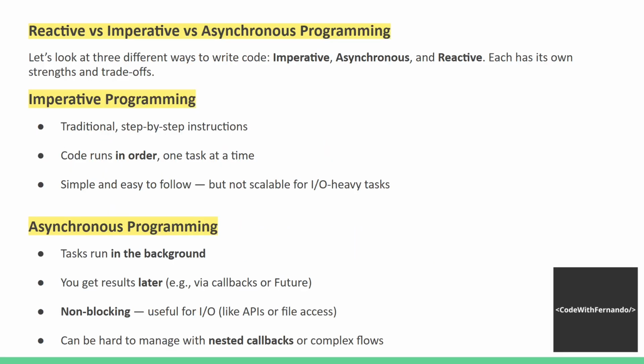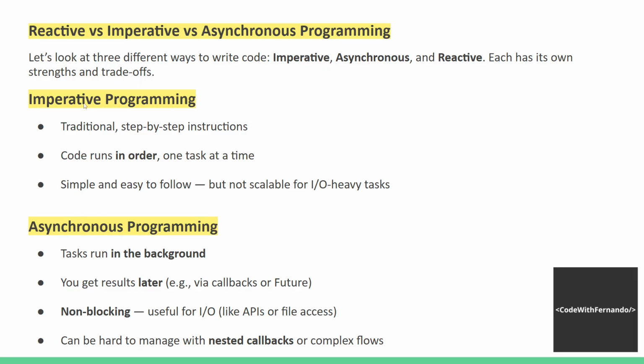Okay, we have reactive, imperative, and asynchronous programming. We have three types of programming, let's say like that. Okay, let's look at three different ways to write code. Imperative, the one that most of the time we use. Imperative will tell the computer what to do. Okay, you have asynchronous and reactive at the end. Each has its own strengths and trade-offs. Like in more computer science concepts, there is always a trade-off.